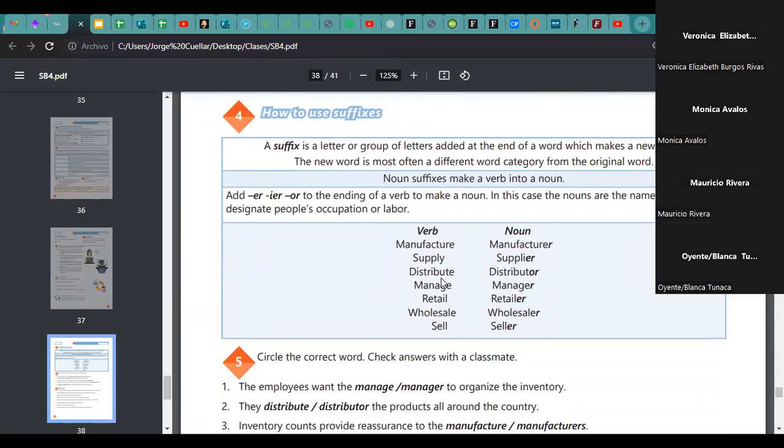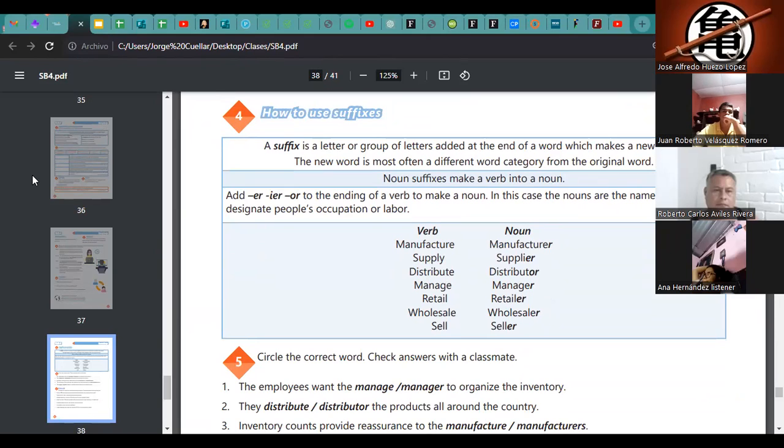How to use suffixes. This is a nice one. Let's see. Juan, could you please help me reading this chart? Okay. How to use suffixes. A suffix is a letter or group of letters added at the end of a word which makes a new word. The new word is most often a different word category from the original word.